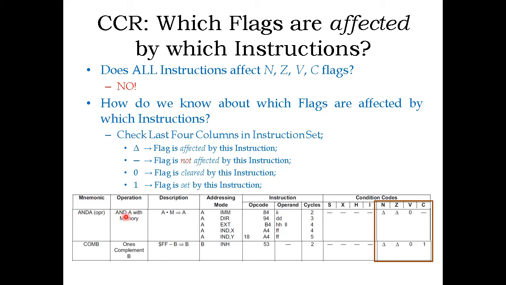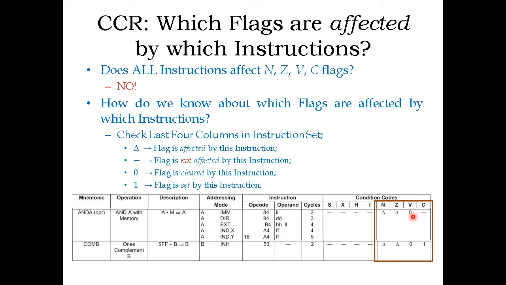If you look at the very rightmost 4 columns, what do you know for this instruction? You know that the N flag is affected by this instruction. That means the N flag can be either 0 or 1 based on the outcome, right? The Z flag is affected by this instruction. That means the Z flag can be 0 or 1 based on the outcome of the operation of this instruction.